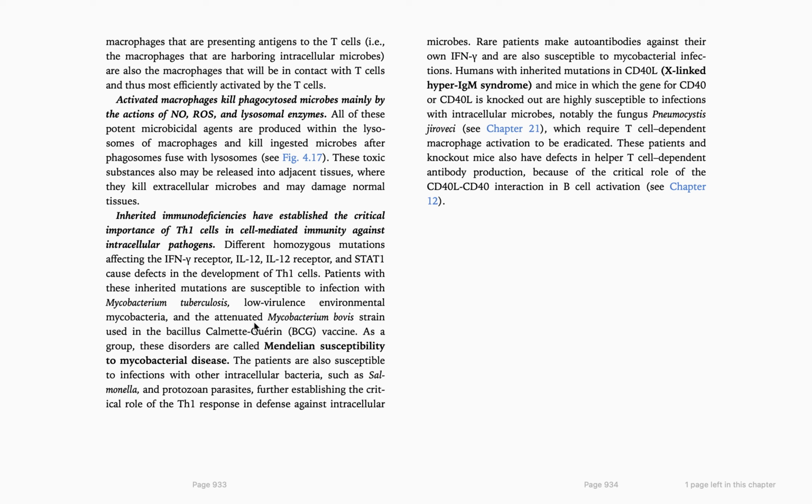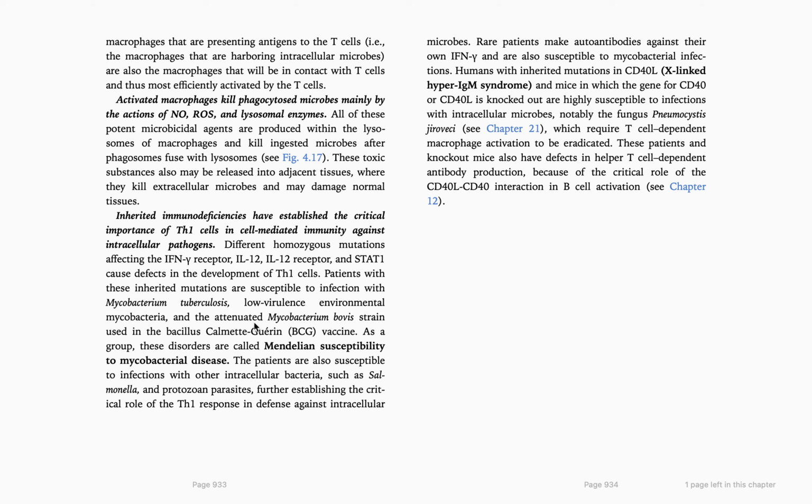Inherited immunodeficiencies have established the critical importance of T helper 1 cells in cell-mediated immunity against intracellular pathogens. Different homozygous mutations affecting the interferon gamma receptor, interleukin-12 and interleukin-12 receptor, and STAT1 cause defects in development of T helper 1 cells. Patients with these inherited mutations are susceptible to infection with Mycobacterium tuberculosis, low virulence environmental Mycobacteria, and attenuated Mycobacterium bovis strains used in Bacillus Calmette-Guerin, the BCG vaccine. As a group, these disorders are called Mendelian susceptibility to mycobacterial disease.